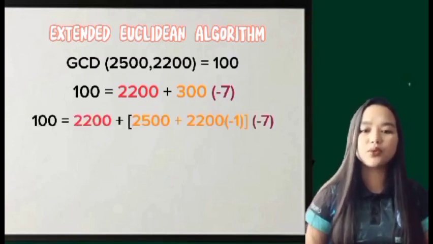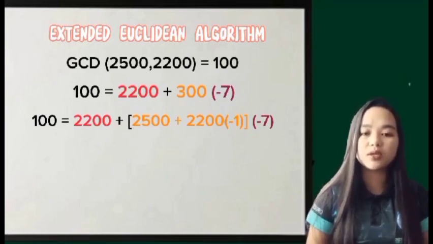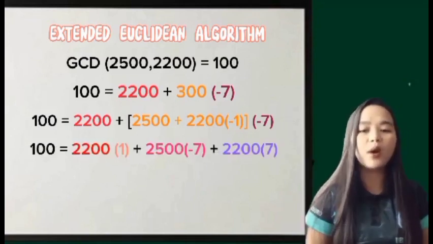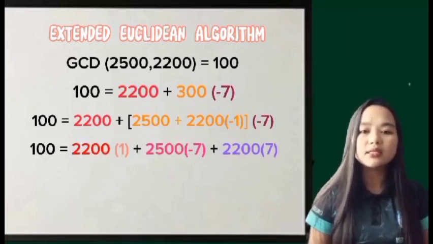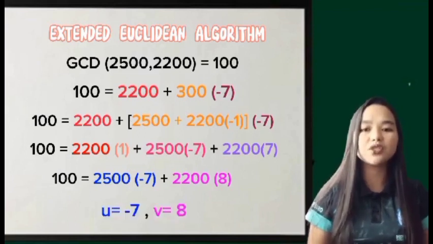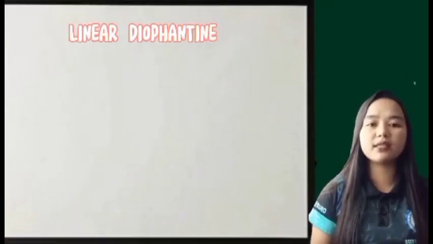100 is equal to 2,200 plus 2,500 plus 2,200 times negative 1, and then you multiply it by negative 7. So 100 is equal to 2,200 times 1 plus 2,500 times 7 plus 2,200 times 7. Then we combine like terms. So 100 is equal to 2,500 times negative 7 plus 2,200 times 8. So our u is negative 7, which is the x, and then v is equal to 8, which is the y.